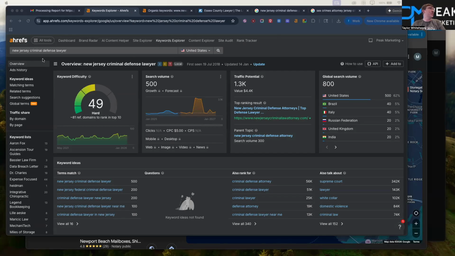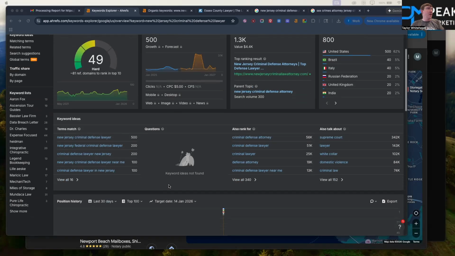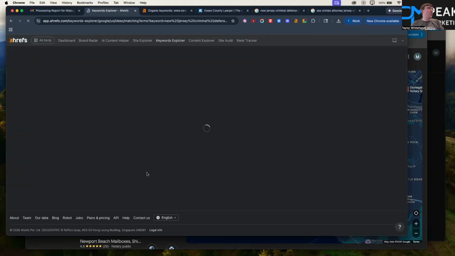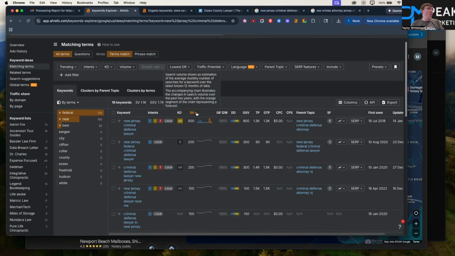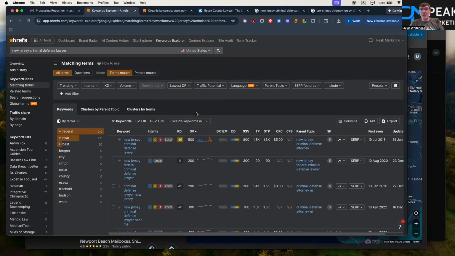Okay, so let's just pretend that we had New Jersey criminal defense lawyer as a keyword we came up with that people likely would type in. Okay, once you've plugged that keyword in, there's two different sections that you're going to look at here. The first section is this keyword terms match. Okay, so you're going to come down in here to where it says view all, and then you're going to look and see, okay, did I type in the best variation of this particular keyword phrase?